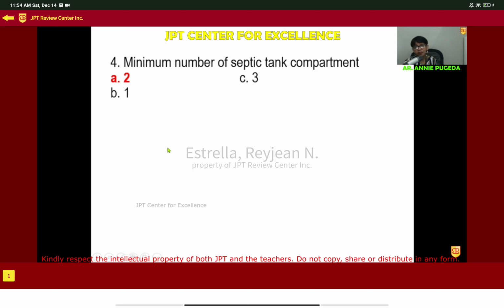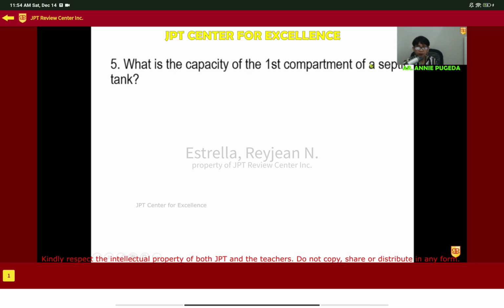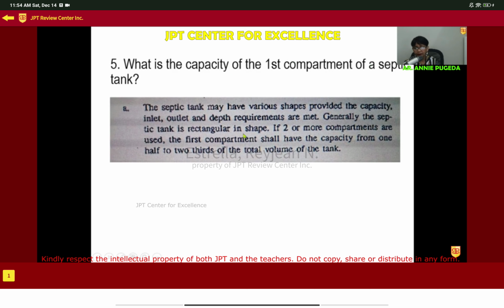Two leaching chambers are used for the irrigation system, so it's required. It's an ordinance for them. What is the capacity of the first compartment of a septic tank? 1.8, 0.90, 1.8, 90, 90, 90, 90.